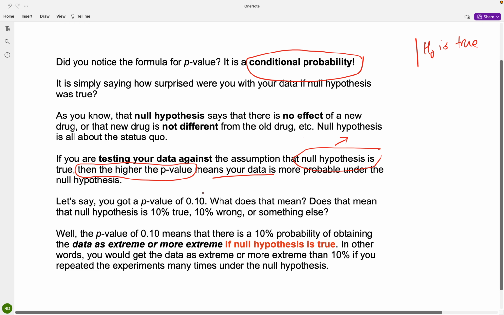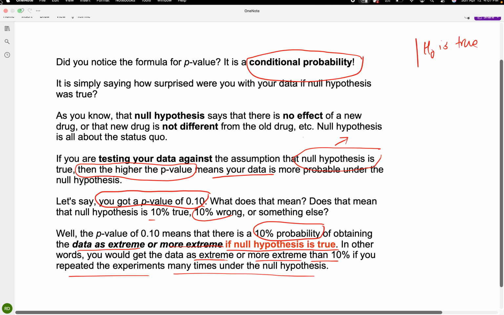So let's say you got a p-value of 0.10. What does that mean? Does that mean the null hypothesis is 10% true? Is it 10% wrong? Or something else? Well, a p-value of 0.10 means there is a 10% probability, a 10% chance of obtaining data as extreme as or more extreme if the null hypothesis is in fact true. In other words, if you repeated the experiment multiple times, out of 100 times you will get data as extreme as or more extreme 10% of the time. That's exactly what p-value means.